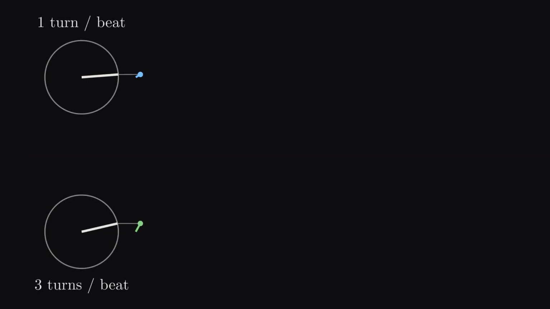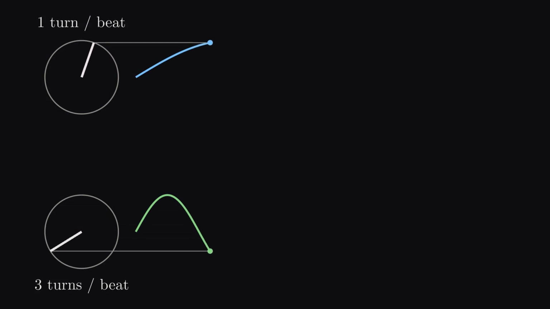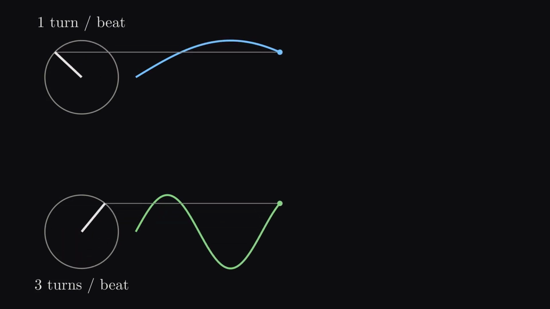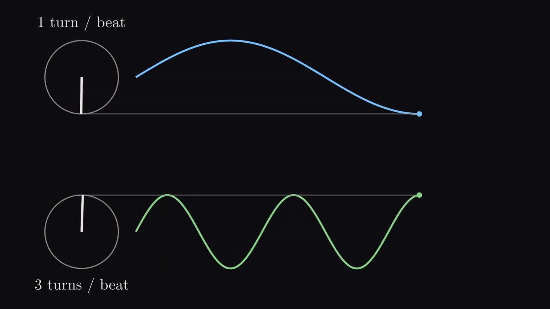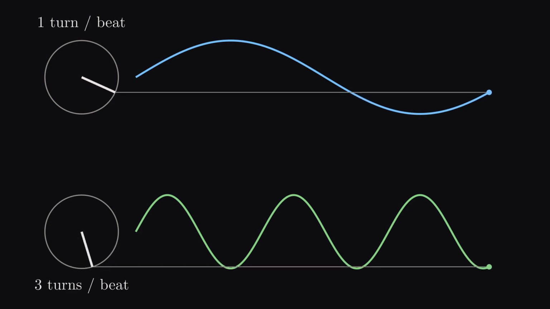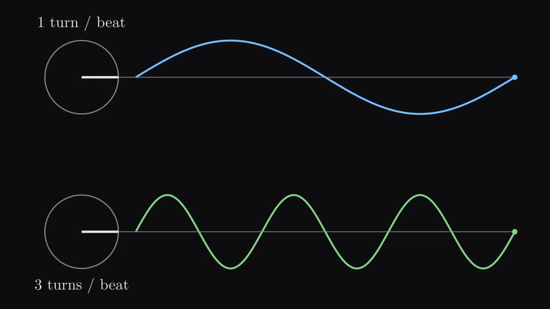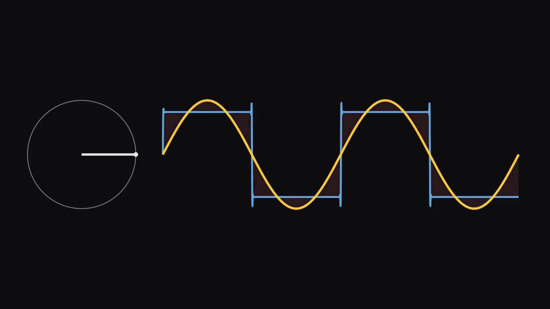The arrow's speed is its frequency, how many turns per beat. A slow arrow draws a long, lazy wave. A fast arrow draws a tight, rapid one. Speed and length are the only two knobs we have. But a sine wave is round and gentle. It looks nothing like a square wave. One arrow will never give us flat tops and sharp corners, so we are going to need more arrows.